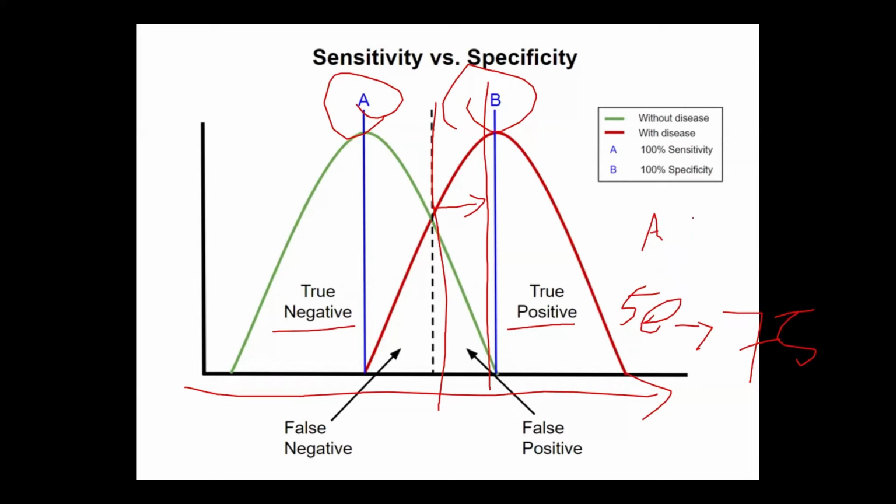So this is a super high yield graph. You just want to be familiar. I see this question literally all the time. It's like a boards favorite. So just know what will happen to sensitivity, specificity, negative predictive value, and positive predictive value as you move this line north and south or left or right.